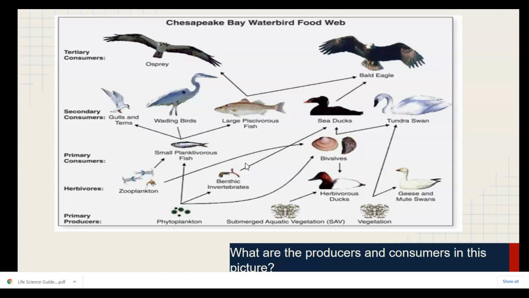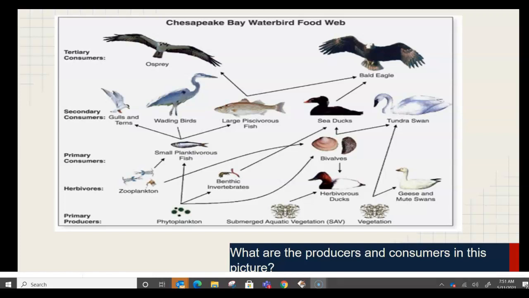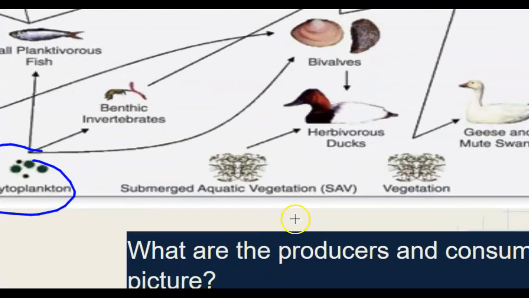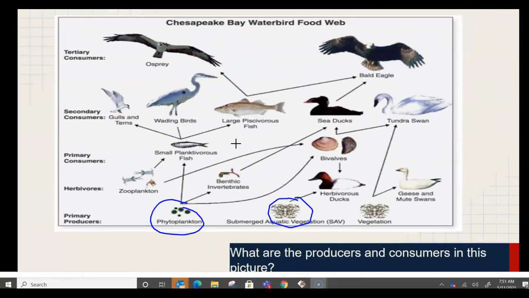So here's a picture that we used in the last chapter, and it asks about what are the producers and consumers in this picture. So your producers are here. You've got plankton, aquatic vegetation, which is just different types of seaweed. Those are your producers. The herbivores have to feed off of the plankton. So if you follow the arrows, they go this way.